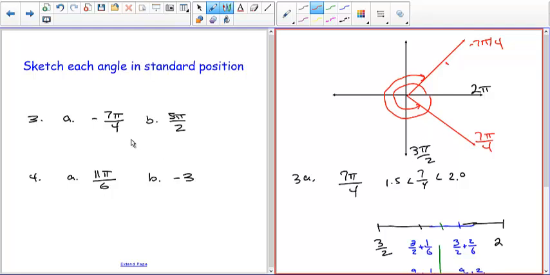And this also is coterminal with pi over 4. If I go counterclockwise, pi over 4 is the same as going negative 7 pi over 4 in terms of this position. Okay, so let's do the next one.